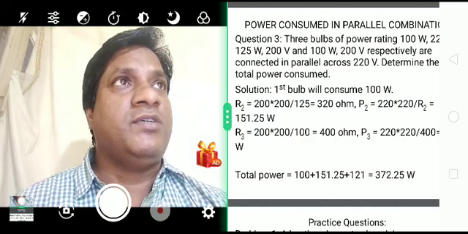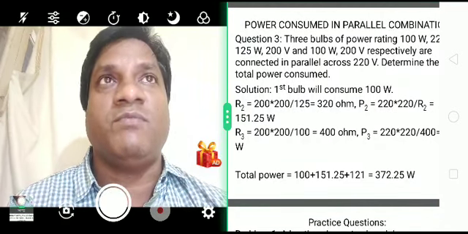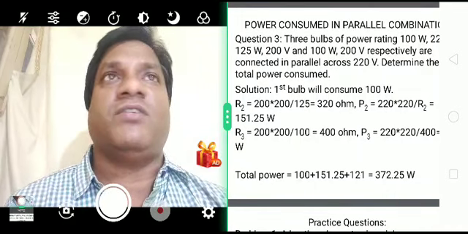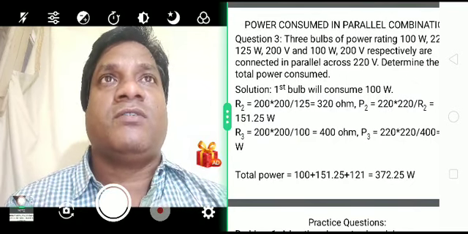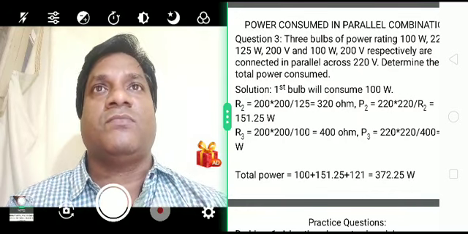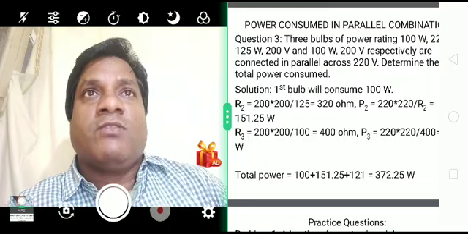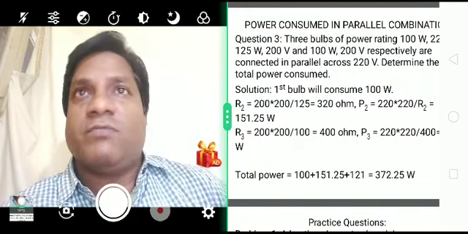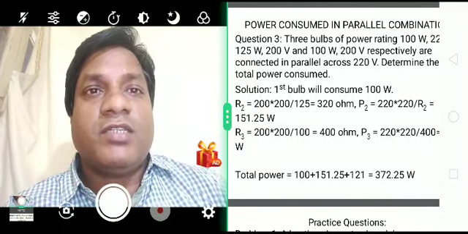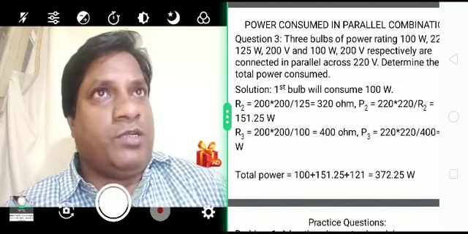So here you can see one bulb has a voltage rating of 220 volt, the other two bulbs have a voltage rating of 200 volt. So they have different voltage ratings, and the supplied voltage is also different. It's 220 volt. Now all of them are connected in parallel. Now the first bulb will consume, see the solution please, the first bulb will consume 100 watt. Why? Because its voltage rating is the same as that of the supplied voltage.